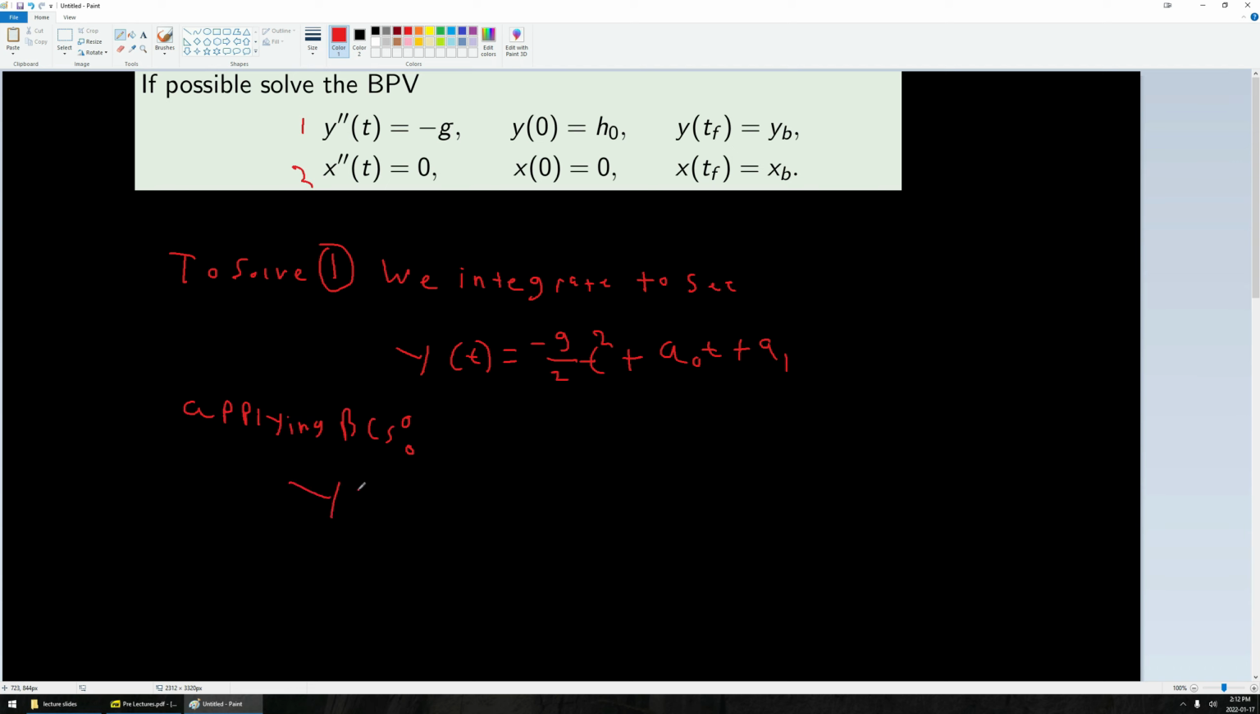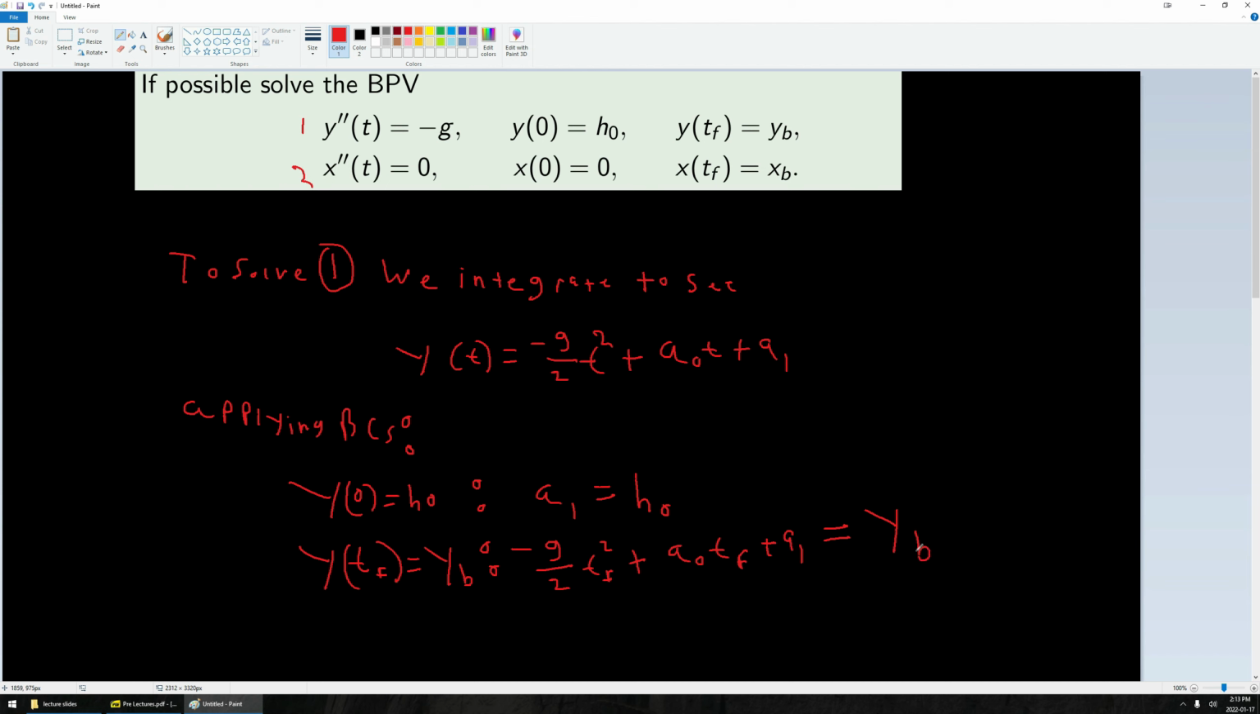Here my y of 0 is equal to h naught. If I plug in 0, I simply get a1 has to be equal to h naught. So I know what a1 is. Next, my y of tf. Here I don't know what tf is, but it's just given to me as the time at which you want the ball to hit the basket. So that needs to be equal to this. And if I plug that in here, I simply get this expression. And this whole thing simply needs to be equal to this y sub b.